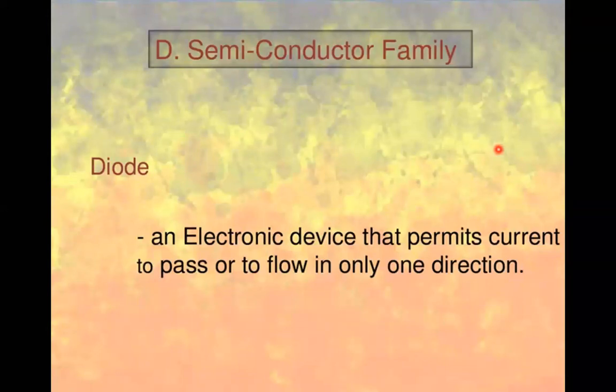Now a few examples are semiconductor families. The first we can see is a diode. It is nothing but an electronic device that permits current to flow in only one direction. Diodes are made up of two materials, P and N. When a P-type material and an N-type material are joined in the process of crystallization, a new device is formed, and that device is called a diode.